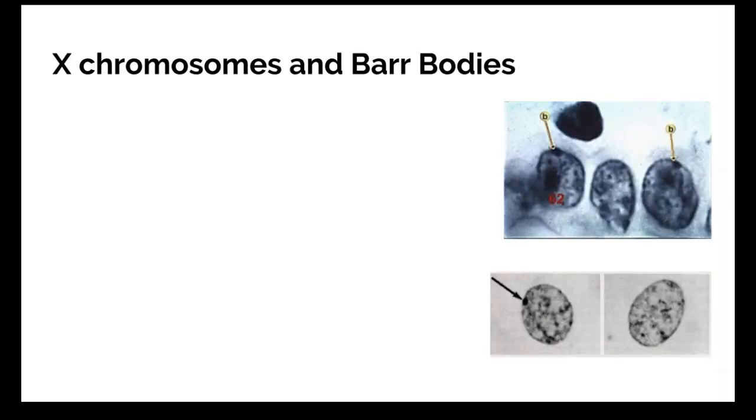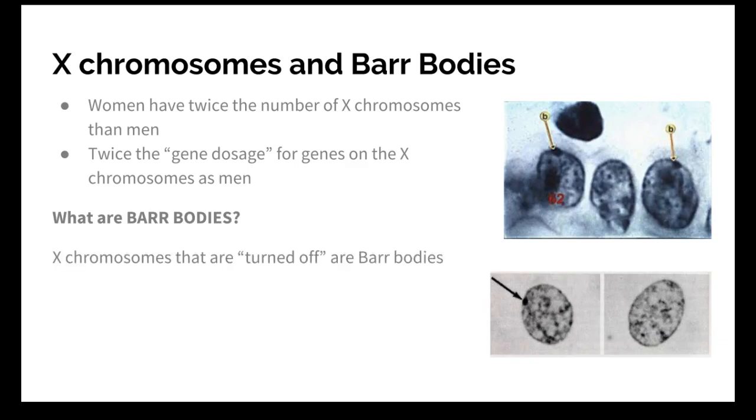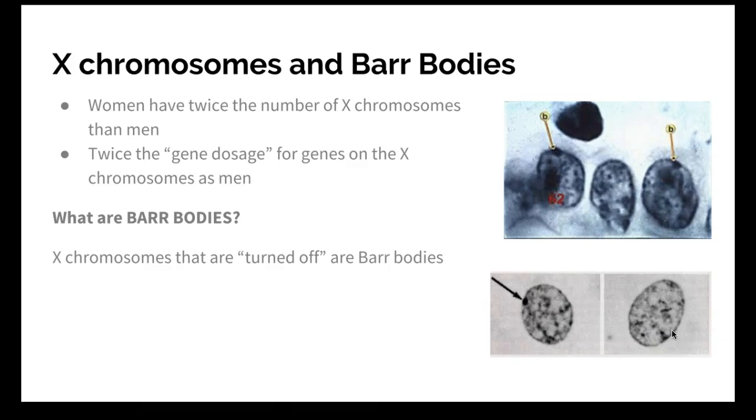I also have a couple more things talking about X chromosomes and something that we call a Barr body. Remember, women have 2 X chromosomes, so they have twice the number of X chromosomes than men. Because they have twice the gene dose of X chromosomes as men, to make this work we have to have something called Barr bodies, which are basically X chromosomes being turned off in some cells. They look like blobs, kind of off to the side. These are our X chromosomes that are not turned on in that certain cell, because you can only have one active copy of the X chromosome. So the other one in a female would be turned off.